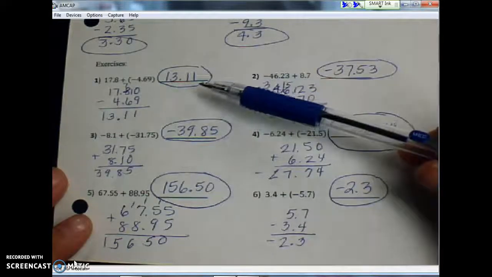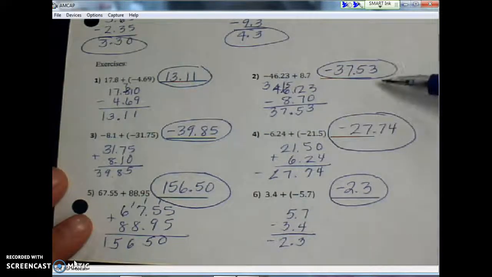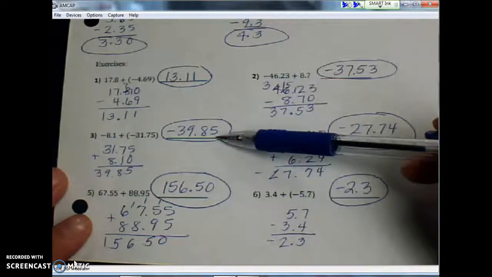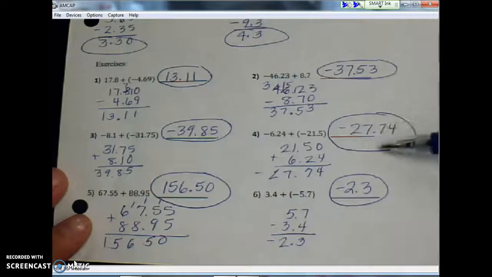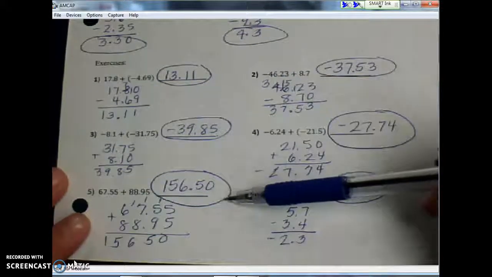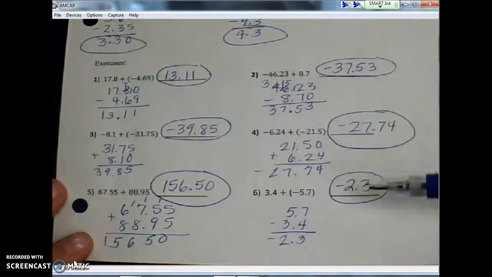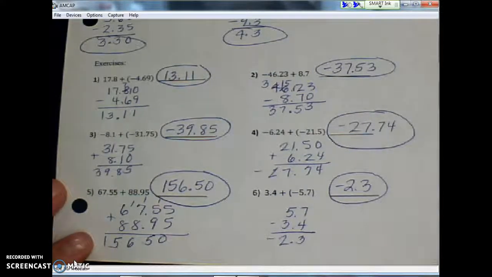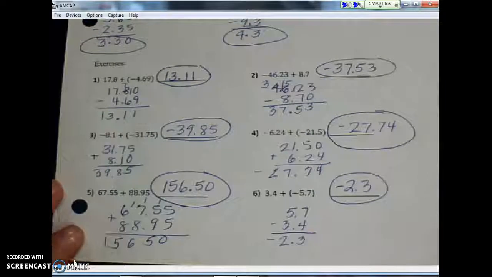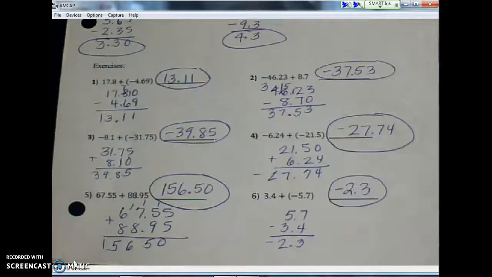Number 1, 13 and 11/100. Number 2, negative 37 and 53/100. Number 3, negative 39 and 85/100. Number 4, negative 27 and 74/100. Number 5, 156 and 50/100. And number 6, negative 2 and 3/10. Okay, hope you guys do great. Work on your practice.